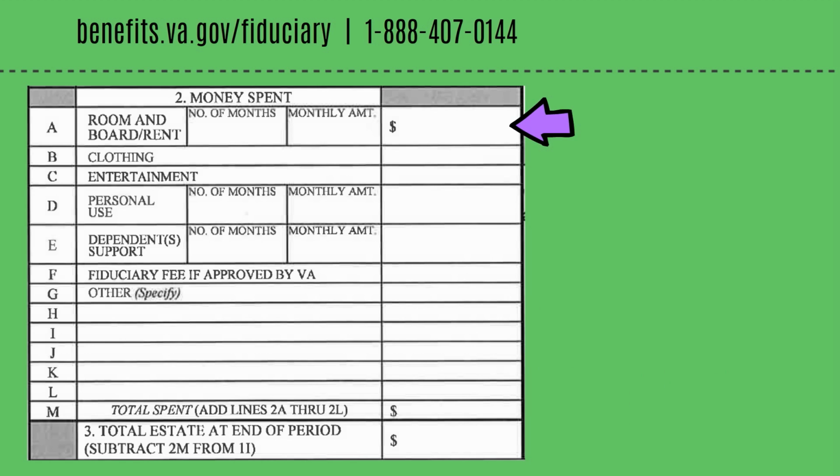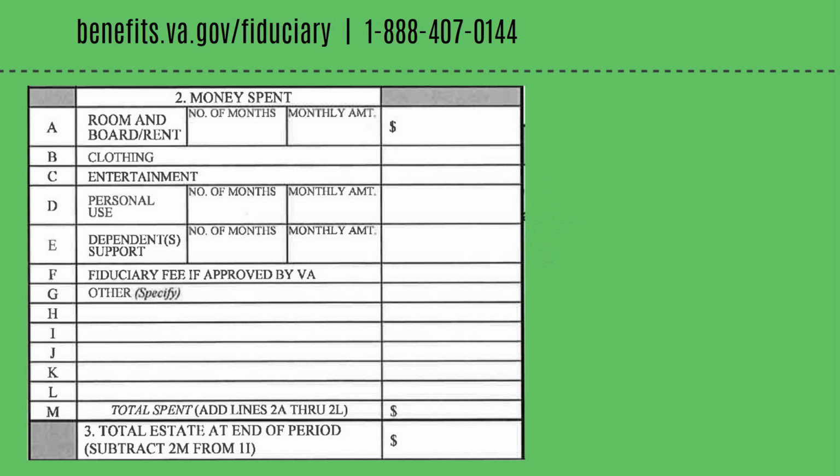Let's start with room and board / rent. These are housing costs. It could be monthly rent, a mortgage payment, assisted living or nursing home costs, or even a monthly payment to an individual for room and board. Complete this by entering the number of months and the amount for the month. For example, if the housing payment is $1,300 per month, enter 12 months at $1,300 per month, making the total $15,600 for total housing costs. If applicable, complete the personal spending and dependent support sections the same way.